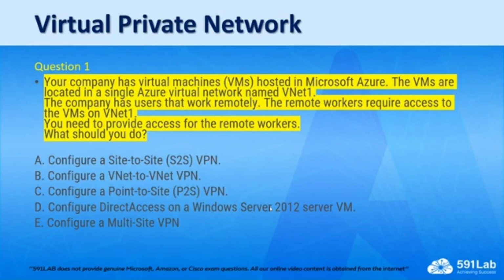Number 1, your company has virtual machines, VMs hosted in Microsoft Azure. The VMs are located in a single Azure virtual network named VNet1. The company has users that work remotely. The remote workers require access to the VMs on VNet1. You need to provide access for the remote workers. What should you do?